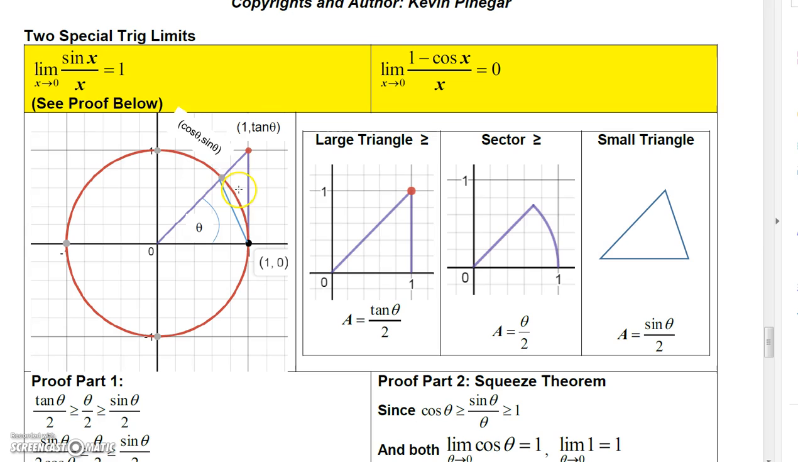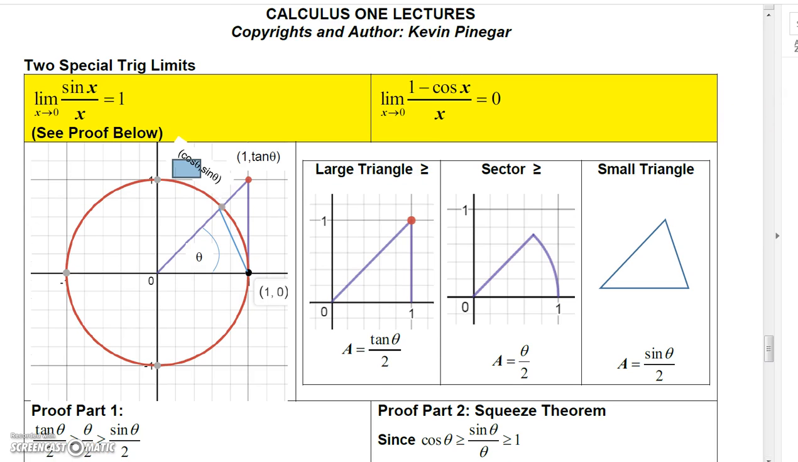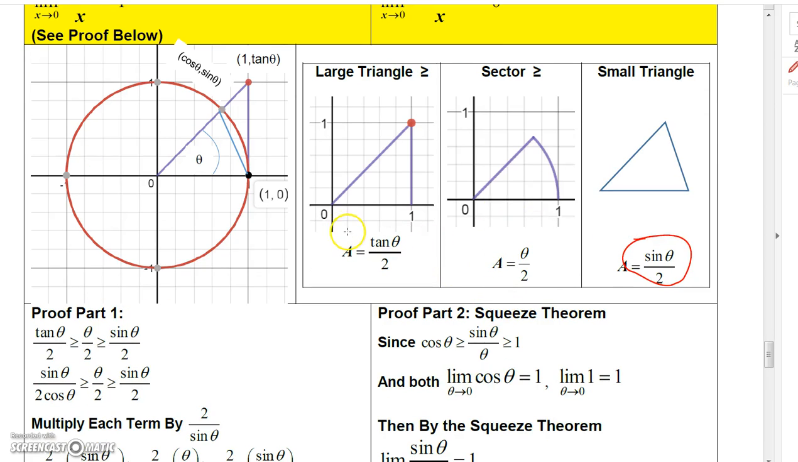Okay, so let me put that in. I corrected this. All right, now the area of the smaller triangle is 1/2 of the base, which is 1, times the height, which is sine theta. So that's going to be 1/2 of sine theta, or sine theta over 2. Now, common sense, if you just look at the picture, tells me that the bigger triangle is greater than or equal to the sector, which is greater than or equal to the small triangle. So their areas must have that same relationship.